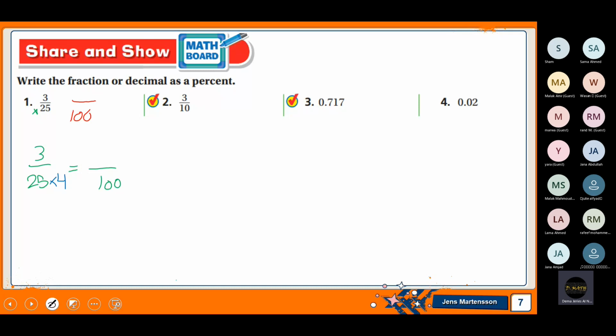What is the number that you have multiplied with the numerator? With the 4. 4, bravo. 3 times 4, 12. So 12 over 100. How do you write it as a percent? It will be 12%.